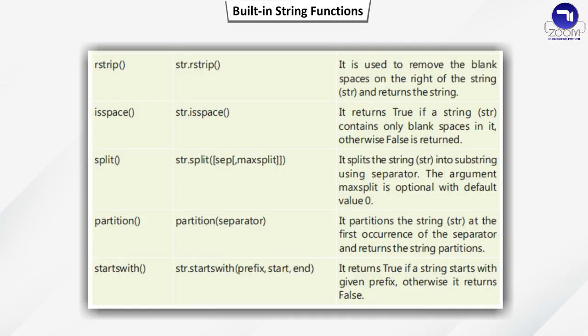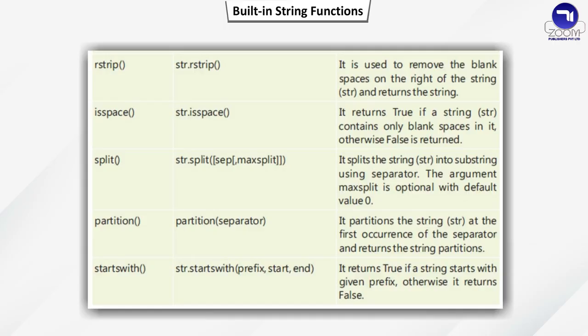Split. str.split. Sep. Max split. It splits the string str into substring using separator. The argument maxSplit is optional with default value 0. Partition. Partition separator. It partitions the string str at the first occurrence of the separator and returns the string partitions.